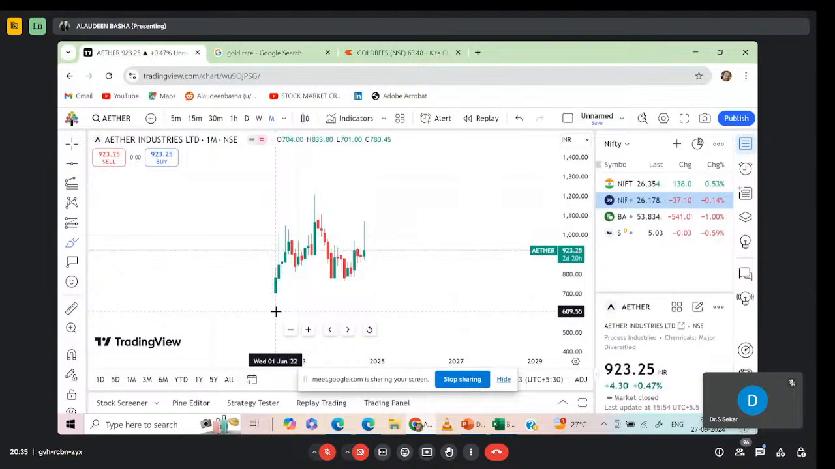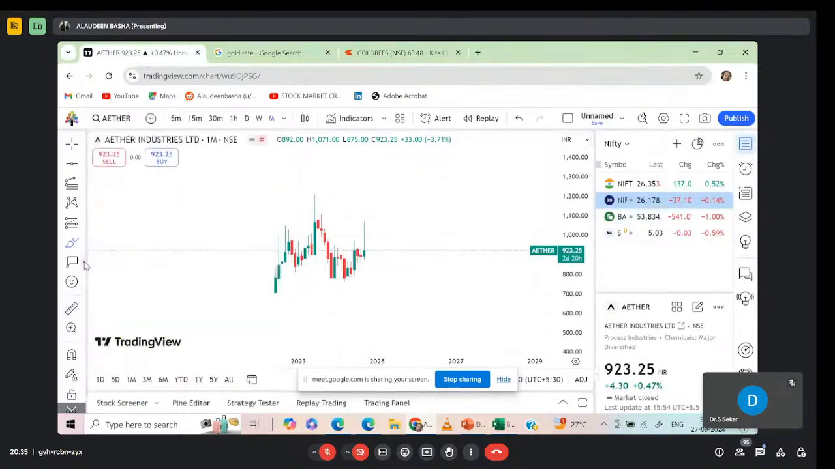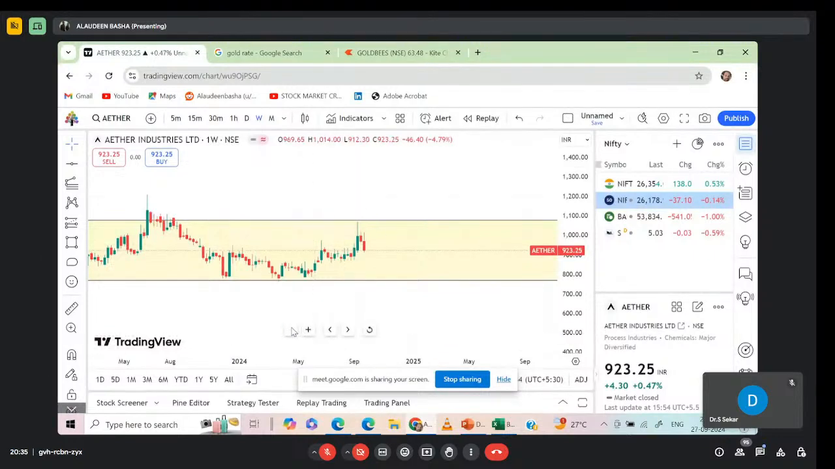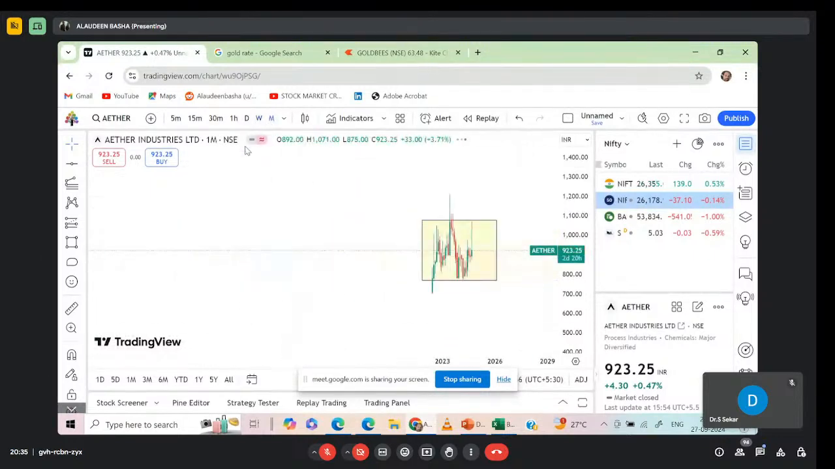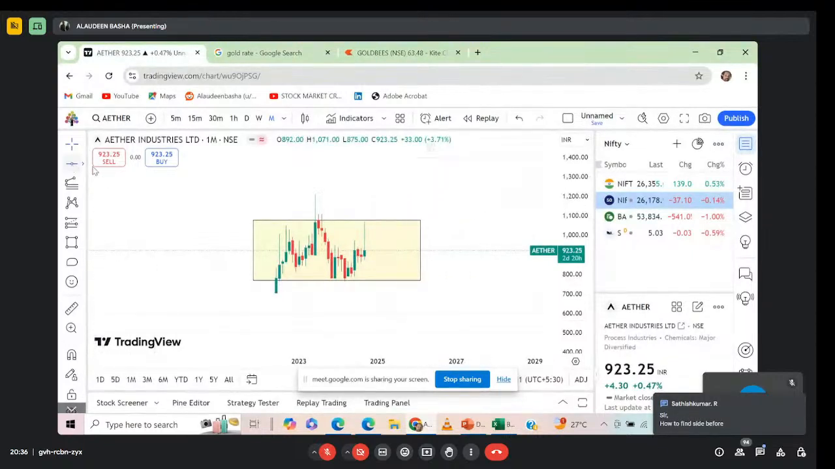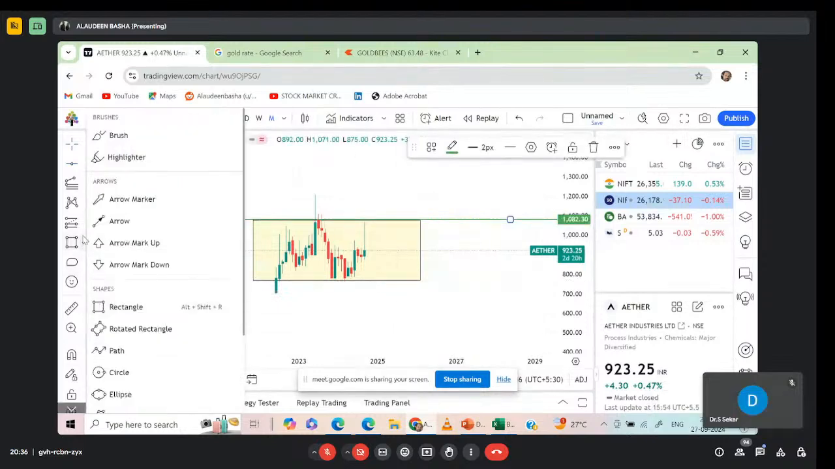Sir, Ether, I think it was listed in 2022, only 2 years old. In my point of view, I think it's sideways. So try to avoid this stock or just wait for the retracement. Just see this monthly, it's a clear sideways. You can convert to weekly, it's also clear sideways. So you just wait for a breakout. If you want to invest in this company, wait for a breakout on the monthly at 1082. Above 1082, you think about buying it.